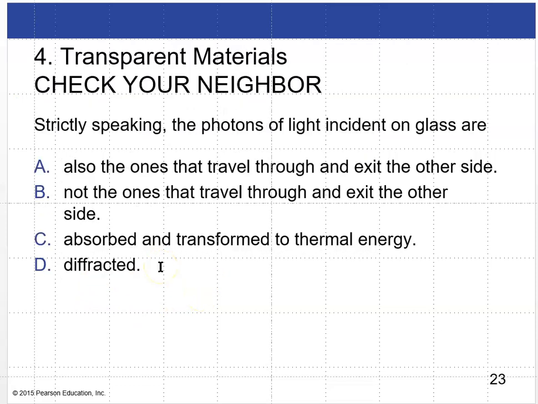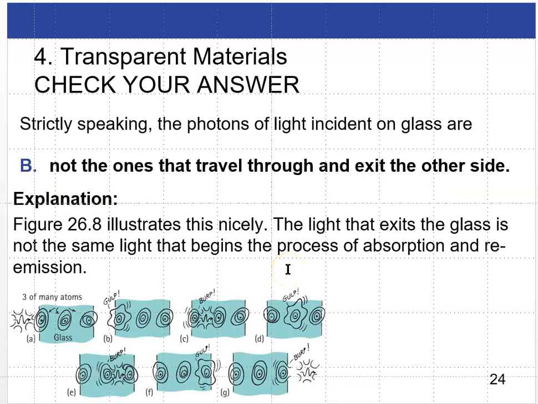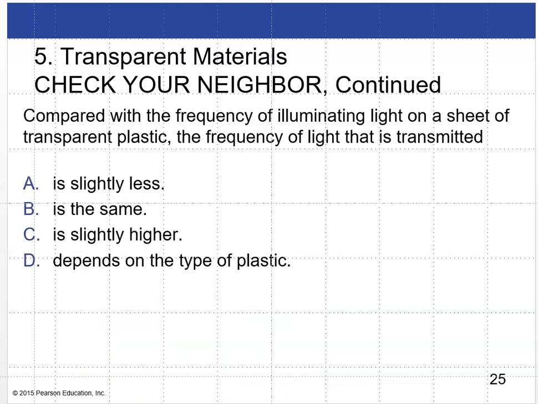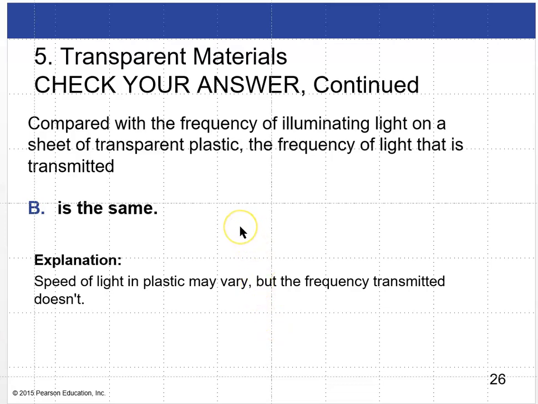Strictly speaking, the photons of light incident on glass are not the ones that travel through and exit the other side. Instead, they've been absorbed and re-emitted many times. So strictly speaking, they're not exactly the same ones. They'll be their twins, but they're not the same ones. Compared with the frequency of illuminating light on a sheet of transparent plastic, the frequency of light that is transmitted is the same. The frequency is the same, the speed slows down, and the wavelength changes too.